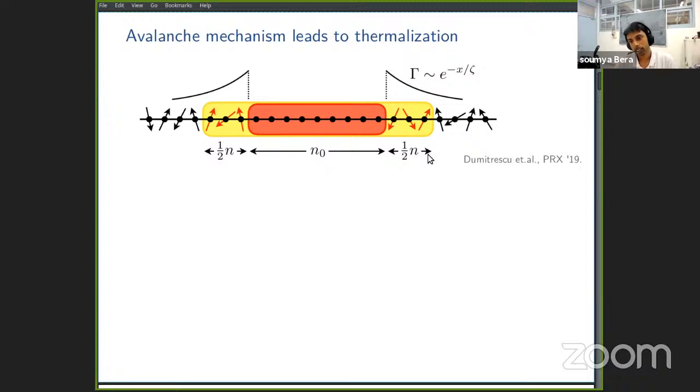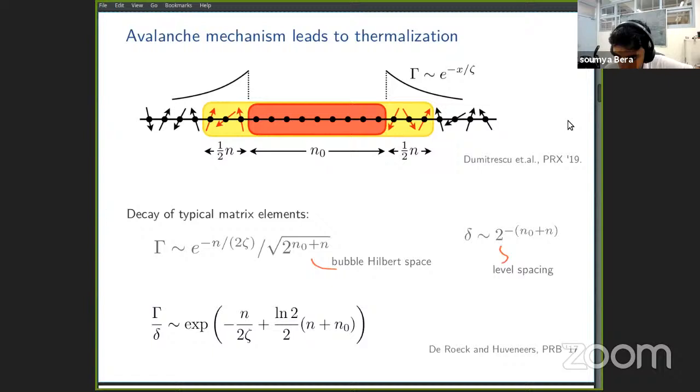Given that situation, you can ask the following question: what happens to the other part of the system? Will the ergodic bubble keep on extending, or will it just stop and the localization survive? That's the question we are asking. Now, as all the spins are localized, the interaction between this ergodic bubble and the rest of the spins is exponentially small. The matrix element between them is exponentially small, and that's where the argument comes.